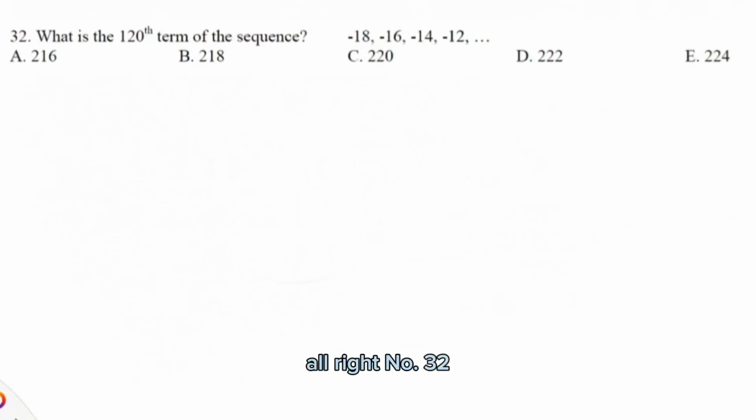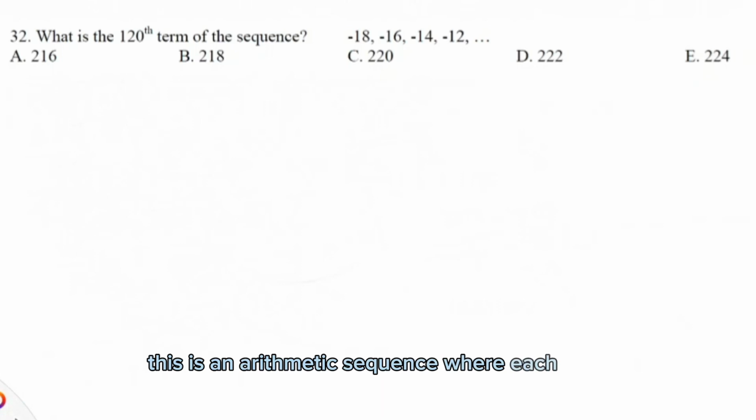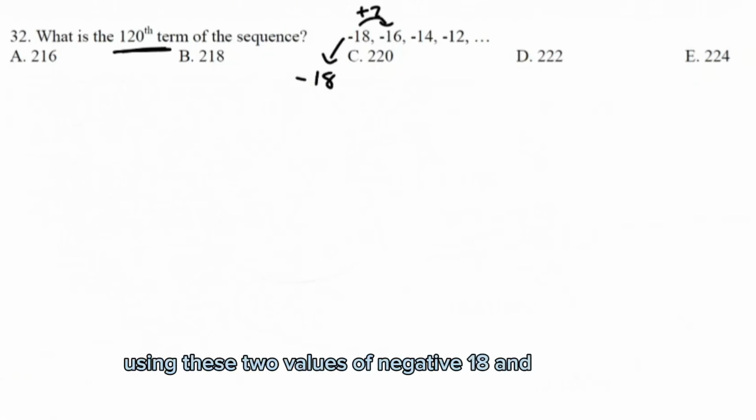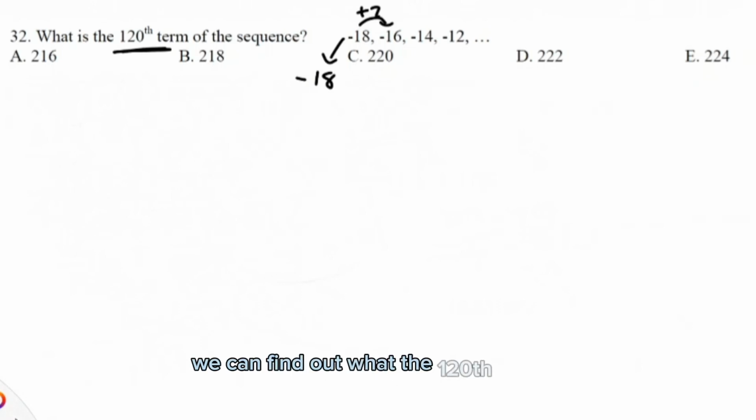Alright, number 32. What is the 120th term of the sequence? Negative 18, negative 16, negative 14, negative 12. This is an arithmetic sequence where each term goes up by a constant amount. That amount is called the constant difference. In this problem, it's going up by positive 2 each time. Another thing we need to figure out is what the first term is. In this case, it's negative 18. Using these two values of negative 18 and positive 2, we can find out what the 120th term is.